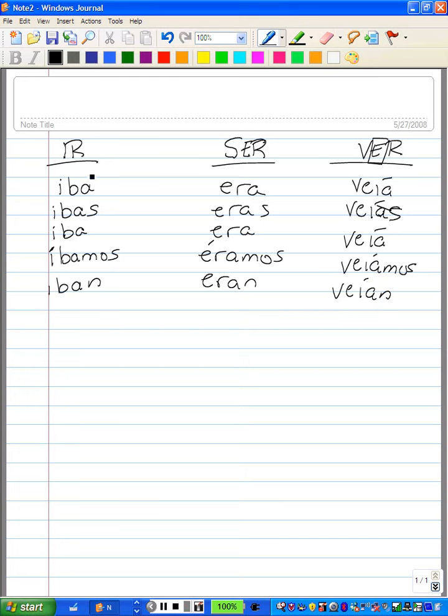Alright, one more time. This one is iba, ibas, iba, íbamos, iban. Era, eras, era, éramos, eran. Veía, veías, veía, veíamos, and veían. And this is the entire imperfect tense. The aba, abas, aba endings, the ía, ías, ía, and these three irregulars. No stem changes.